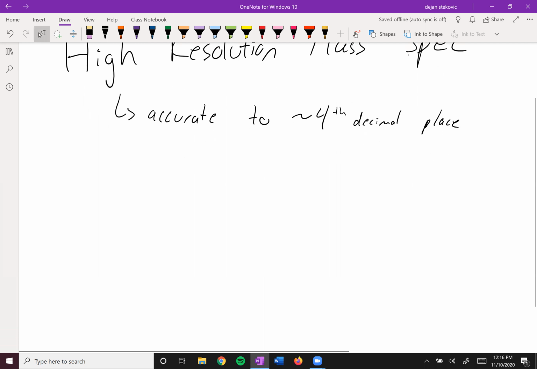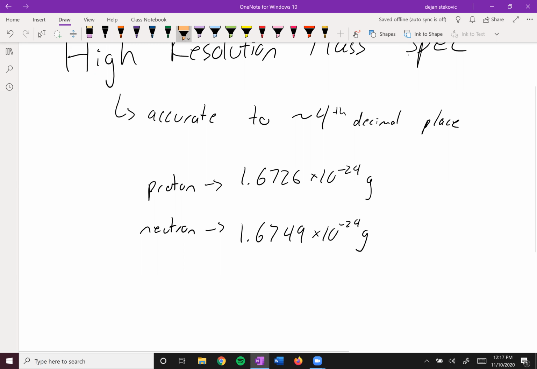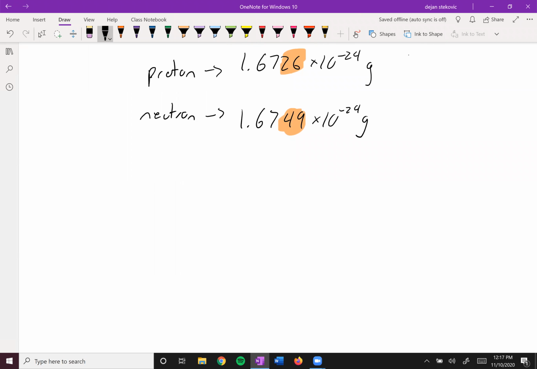And the reason this is useful is that a proton and a neutron aren't actually the same mass. They're slightly different. So a proton weighs approximately 1.6726 times 10 to the negative 24 grams, while a neutron weighs 1.6749 times 10 to the negative 24 grams, right? And so you can see there's a difference here. And so if you can resolve the mass of these quite accurately, you can tell the difference between a proton and a neutron. And it actually gets even more complicated than that.